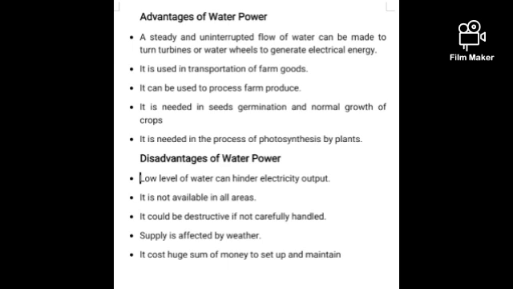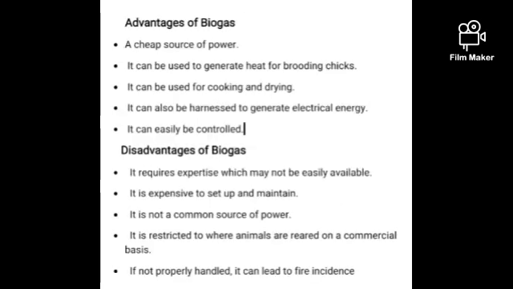Advantages of water power: it is needed in seed germination and normal growth of crops. It is needed in the process of photosynthesis by plants. Disadvantages of water power: it is not available in all areas. It's not all areas that have water. It could be destructive if not carefully handled. It must be handled with care, otherwise it can be disturbed or destroyed.